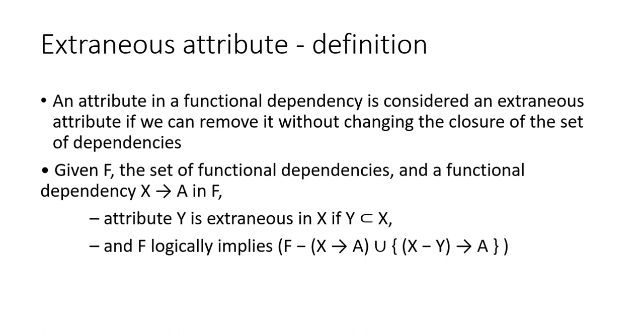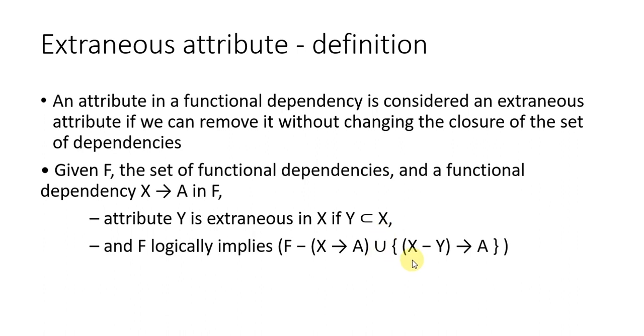Given F, the set of functional dependencies, and a functional dependency X to A in F. Suppose we are given a set of functional dependencies F, and take an example dependency X to A from this F. Attribute Y is extraneous in X if Y is a subset of X, and F logically implies (F minus {X to A}) union {X minus Y to A}.